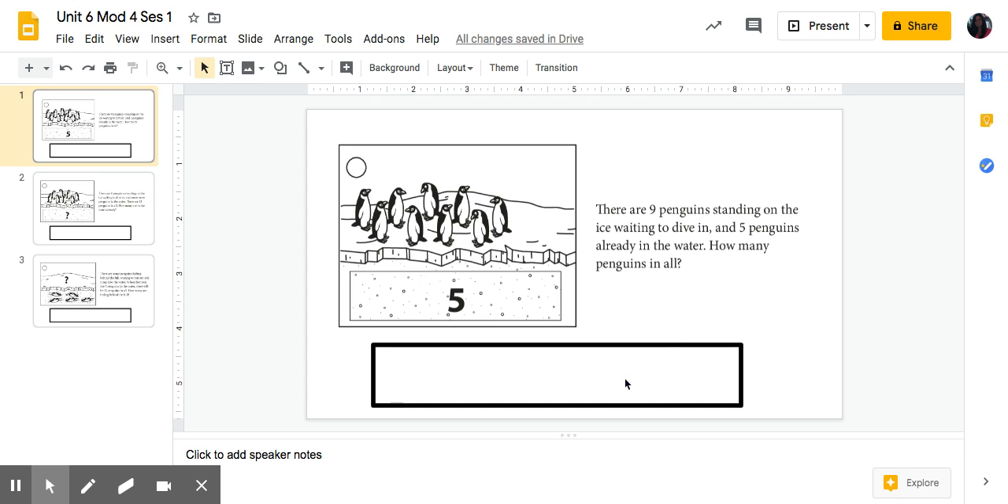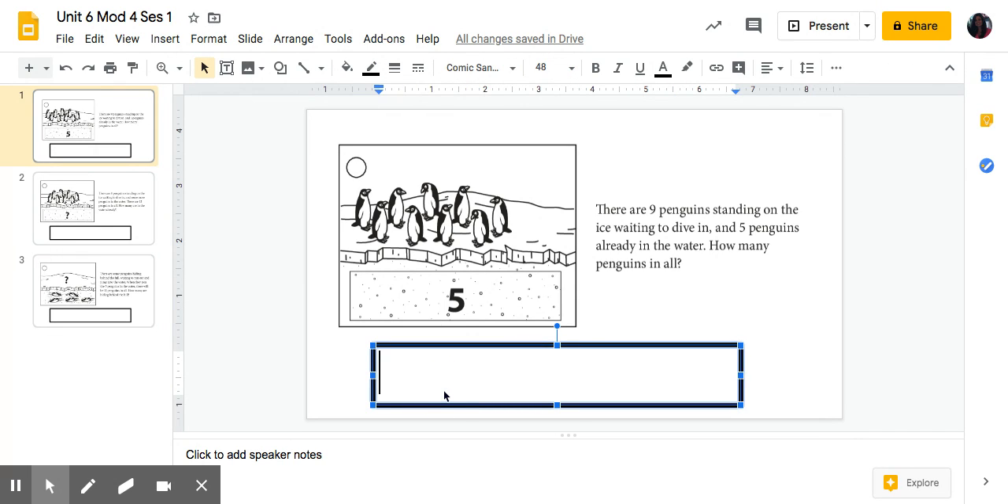I agree, we're solving for the whole because we already know that part is 9 and the other part is 5. We have 9 penguins standing on the ice and 5 penguins already in the water. So we want to know how many in all. So my equation for this would look like 9 plus 5 equals, what does 9 plus 5 equal? I agree, 14. 9 plus 5 equals 14. There are 14 penguins in all.